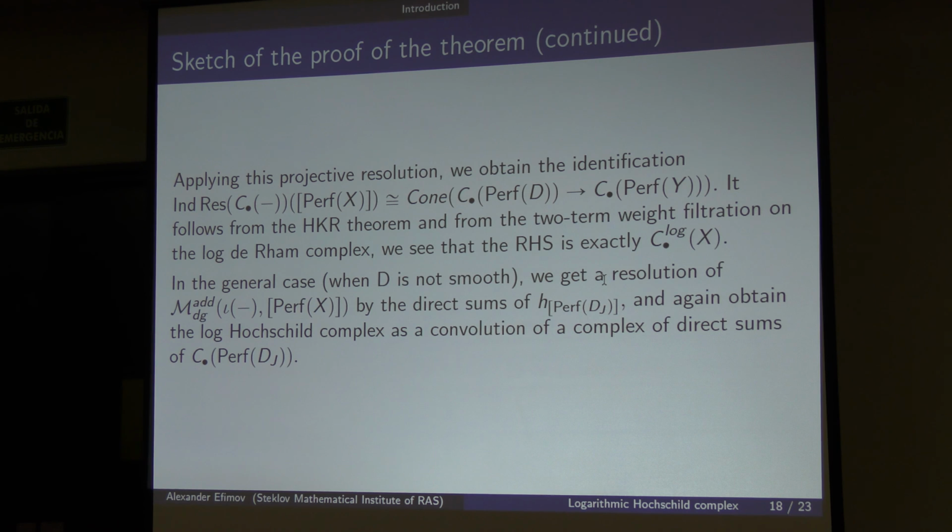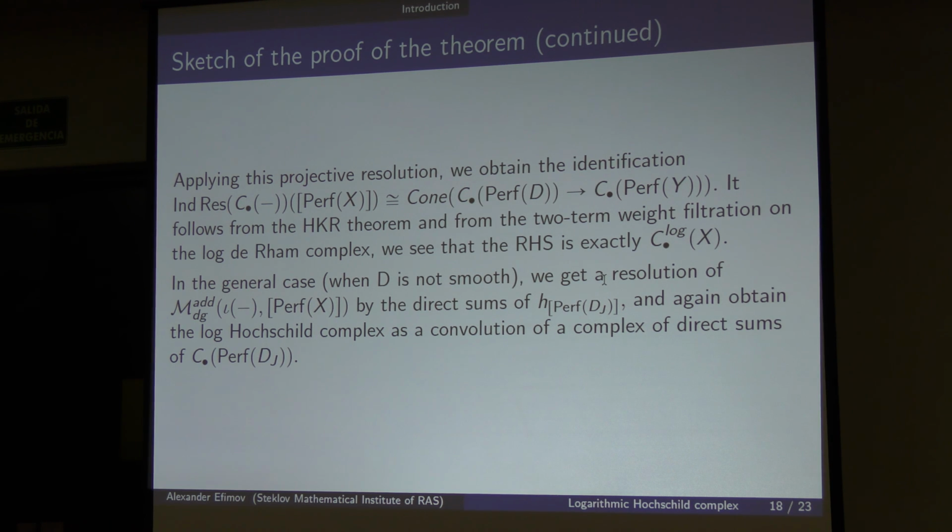In the general case, when D is not smooth, it is more or less clear that we get a resolution, of course, not of length 1, but a resolution where the length is just the maximum number of divisors with non-empty intersection, and so it will be given by the direct sums of representable functors by the perfect complexes of these intersections.